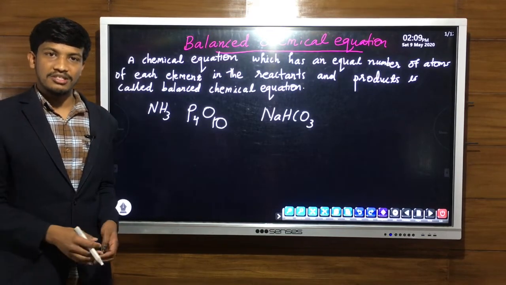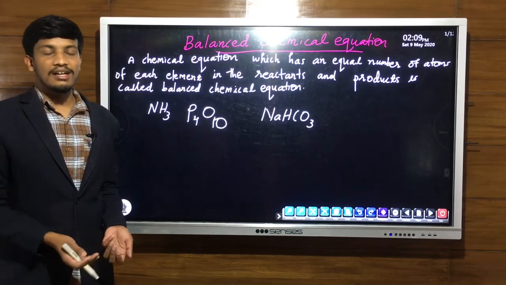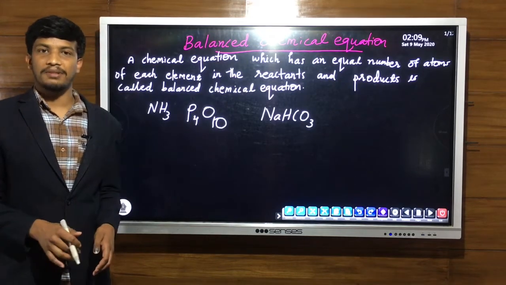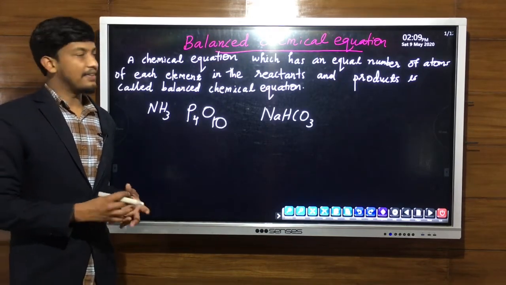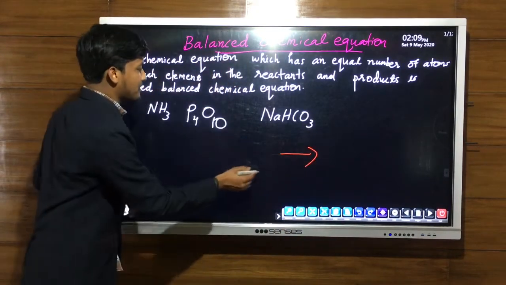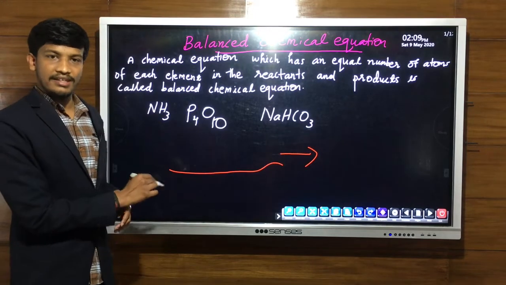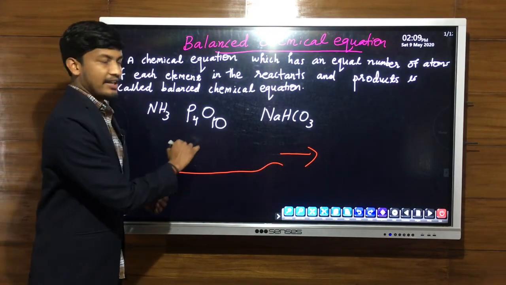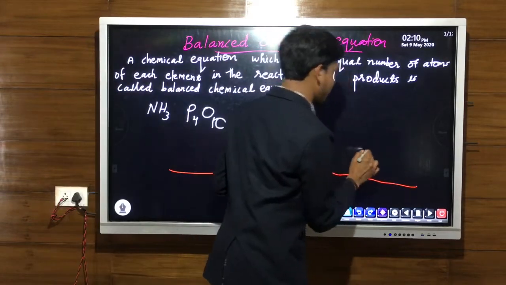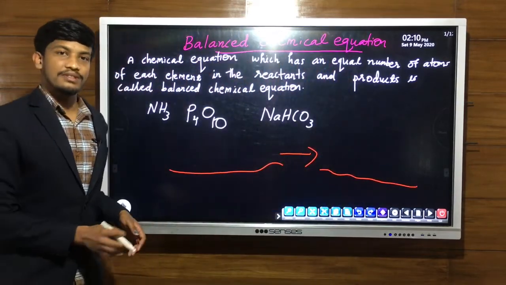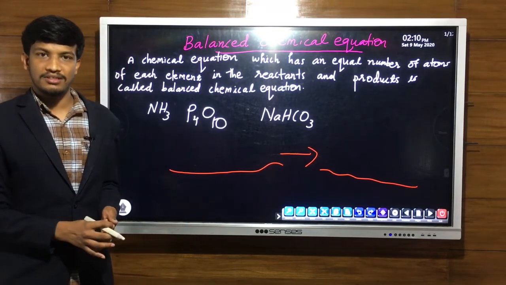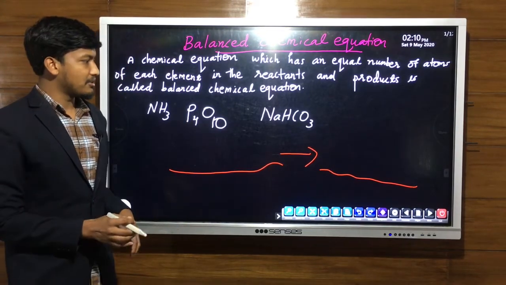So in the previous session we learned about chemical equation, how to write chemical equation. The chemical equation is a representation of a chemical reaction, and we have seen that in a chemical equation, on the left side of the arrow mark, on the left side of the equation, we write the chemical formula of the reactants, and on the right side of the equation we write the chemical formula of the products. So this representation of chemical reaction is called chemical equation.